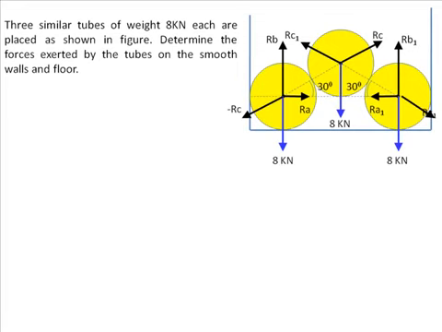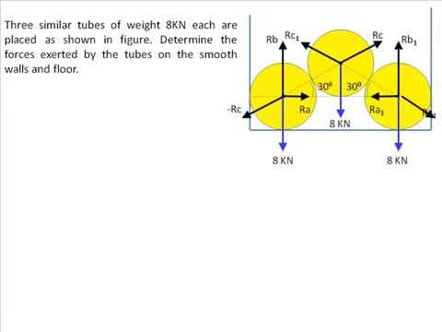That is, essentially we need to find RA and RC. No, sorry, RC is between them, but we need to find RA and RB, because they are asked reactions from the floor and the wall. It is sufficient for this particular type of problem to solve only two tubes, that is the top one and the left one, because the right one is similar to the left one. So we are going to do that.